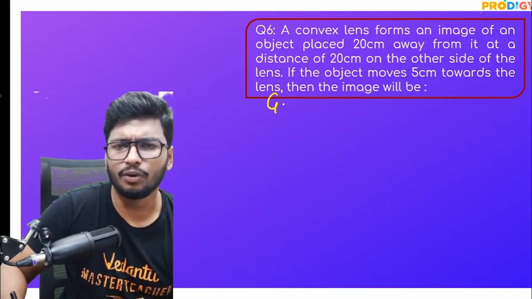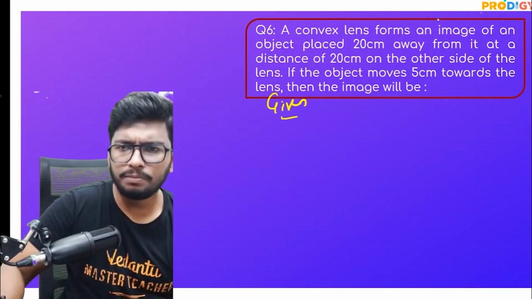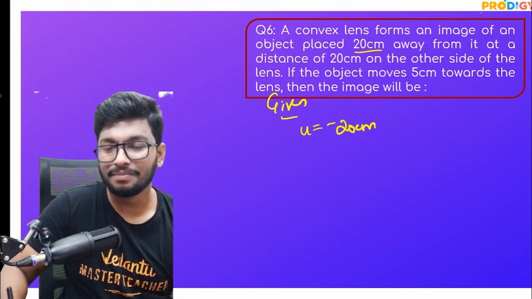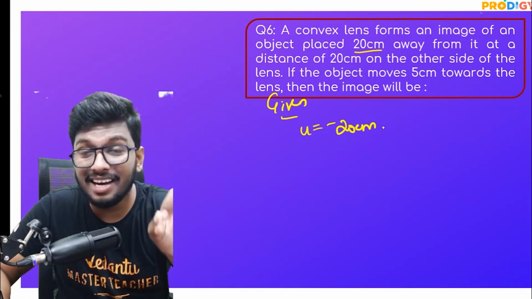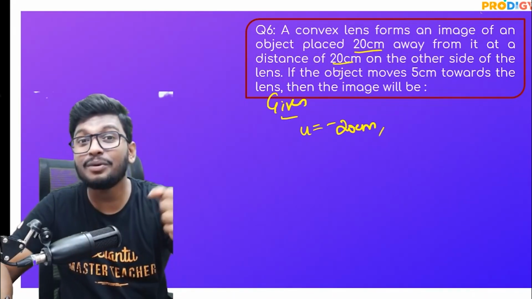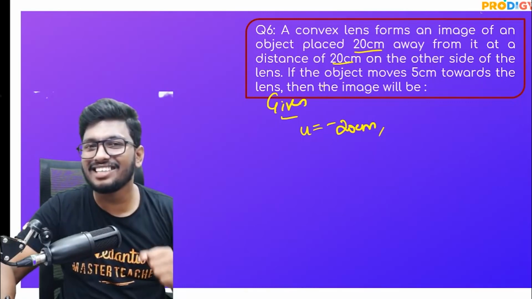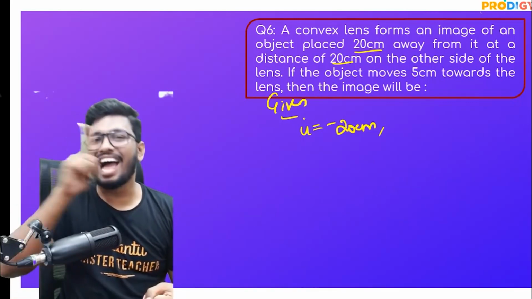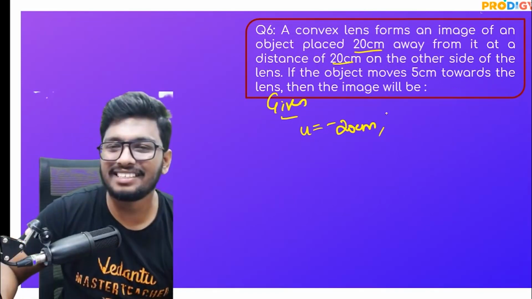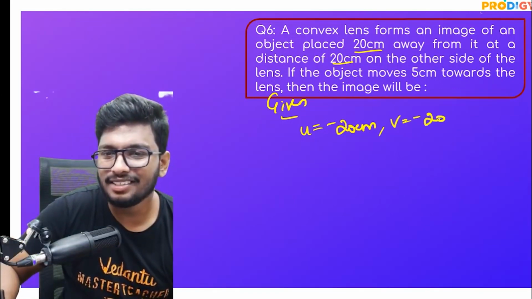So what is given to you guys? The object is placed at 20 centimeter, so u is minus 20 centimeter. And when the object is placed at minus 20 centimeter, the image is also formed at 20 centimeter. In what condition will that be? When the object is placed at 2F1, the image will be formed at 2F2, right? So image distance is also given as 20 centimeter.